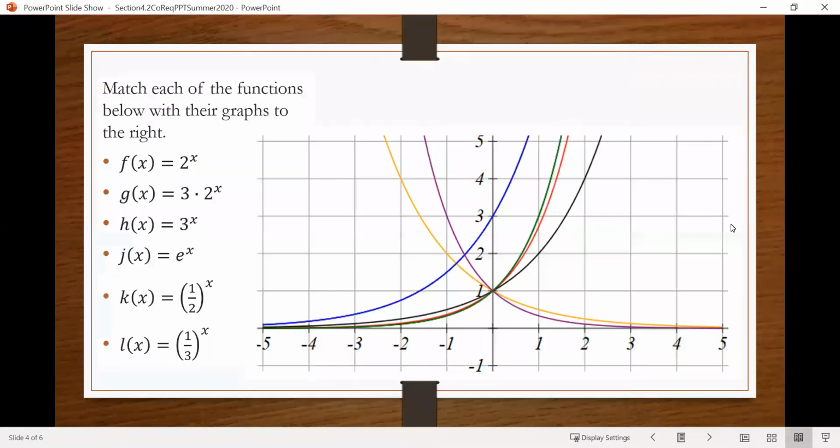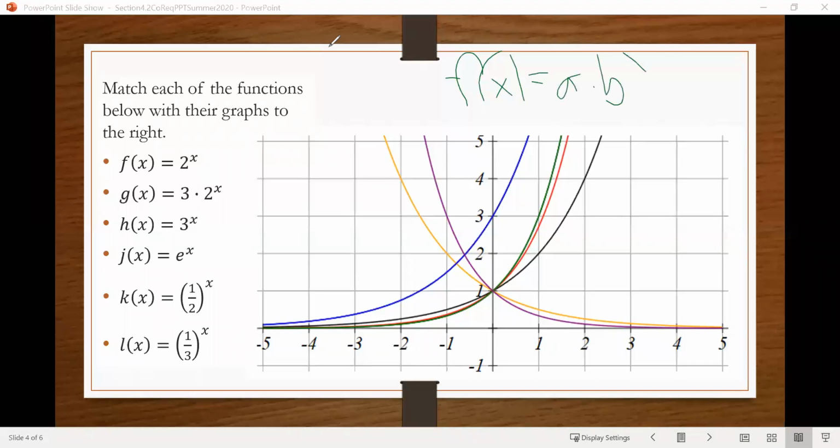Okay, so in the last video we learned about one of the general forms for the equation of an exponential, f of x equals a times b to the x, and we learned how these values a and b relate to the graphs of these functions.